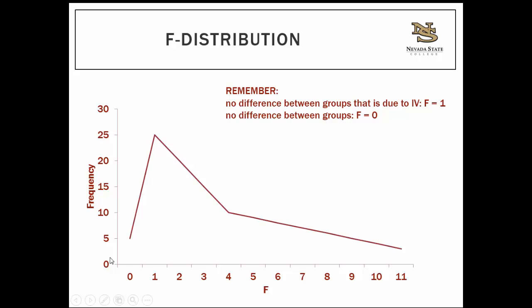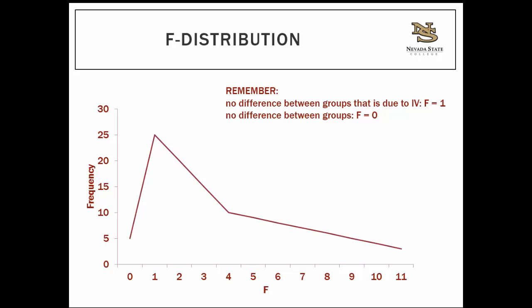So the F distribution is based on variability, which is never negative. Remember, when you were calculating variance and standard deviation, you never had a negative value. So if you look at the F distribution, there is no negative side of the distribution. It's a positively skewed distribution where under the null hypothesis, most F's fall under 1 because there's no difference due to the independent variable.